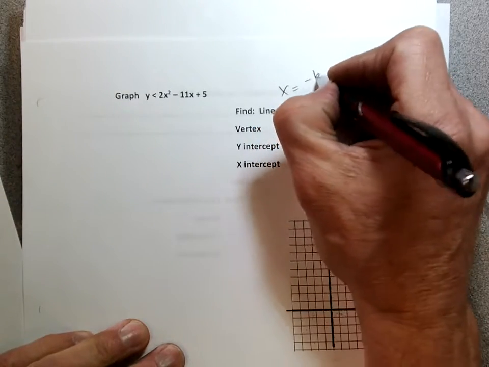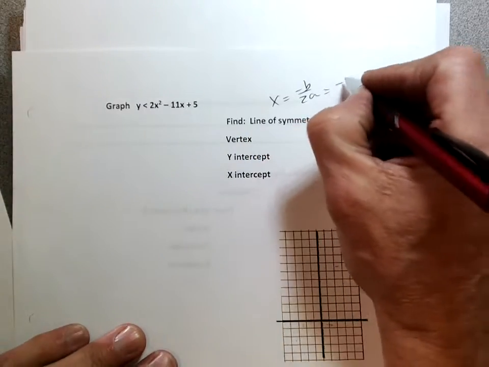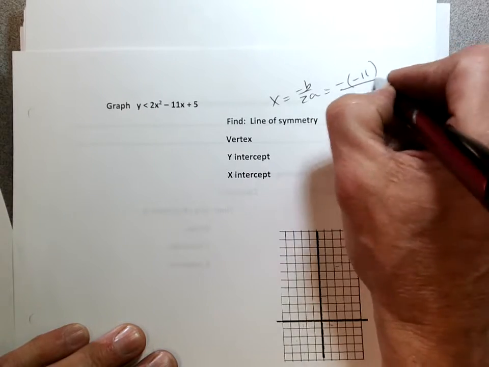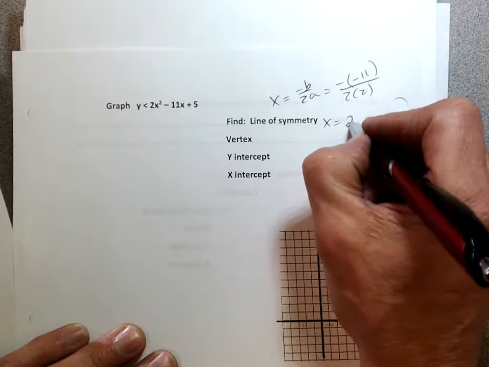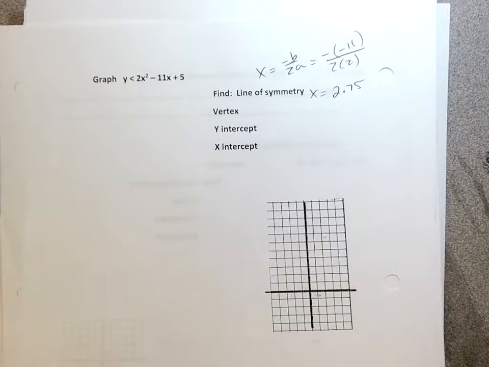Negative b over 2a. Sorry for the mistake. Negative 11 over 2 times 2, which is a positive. x equals a positive 2.75. All right, that looks better.